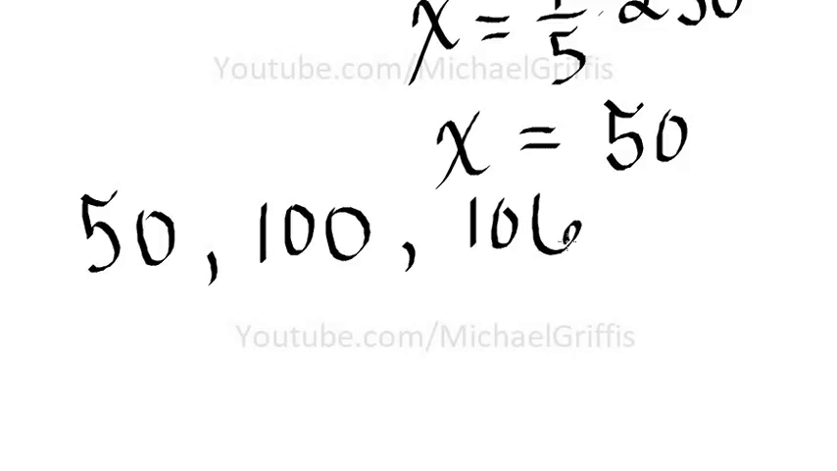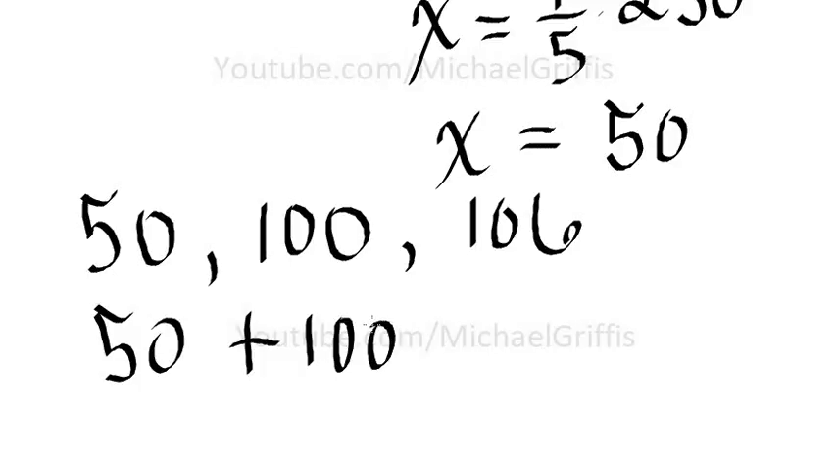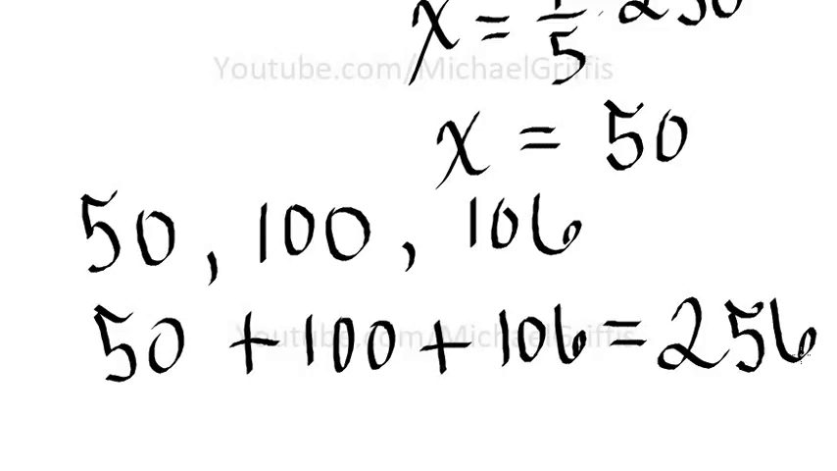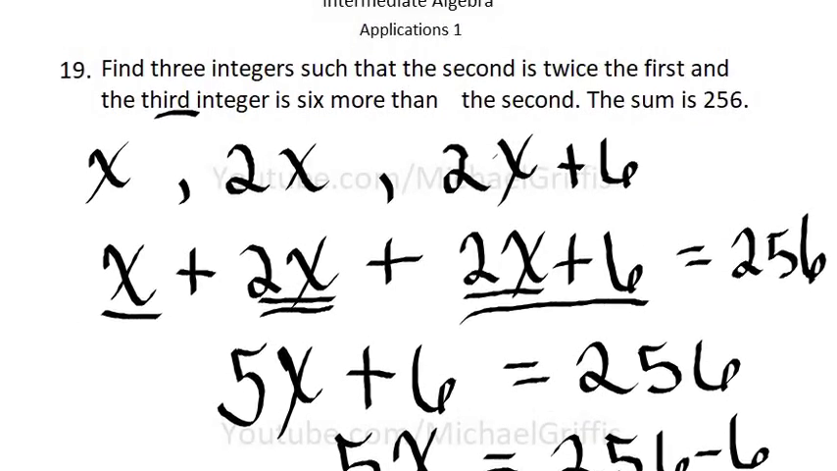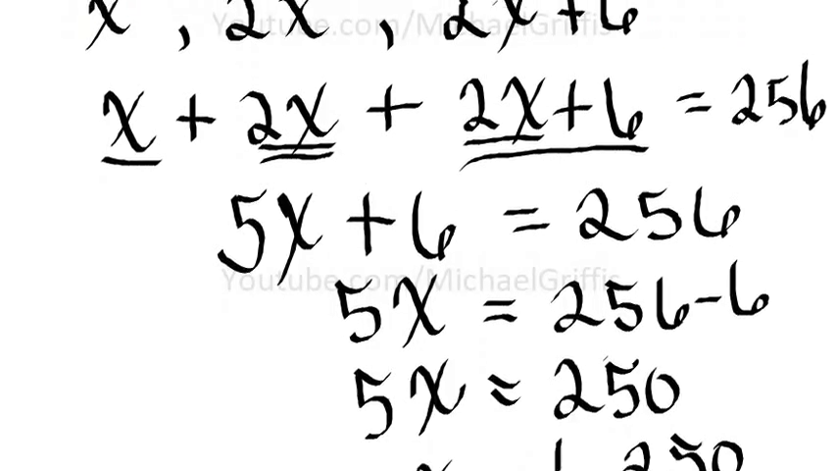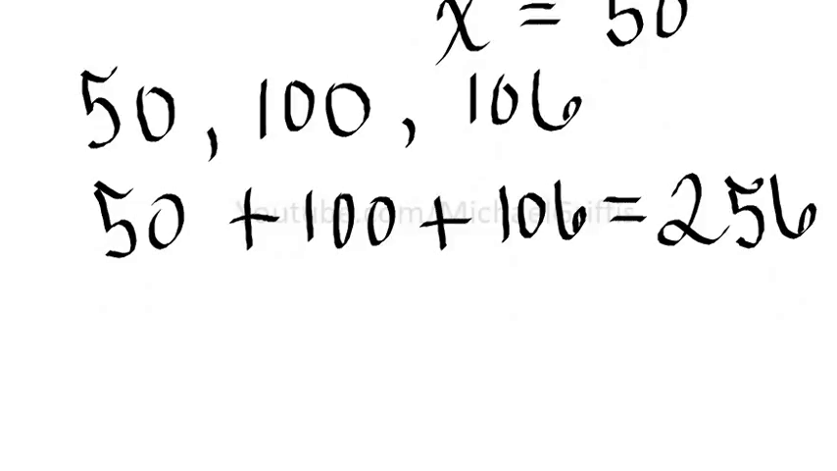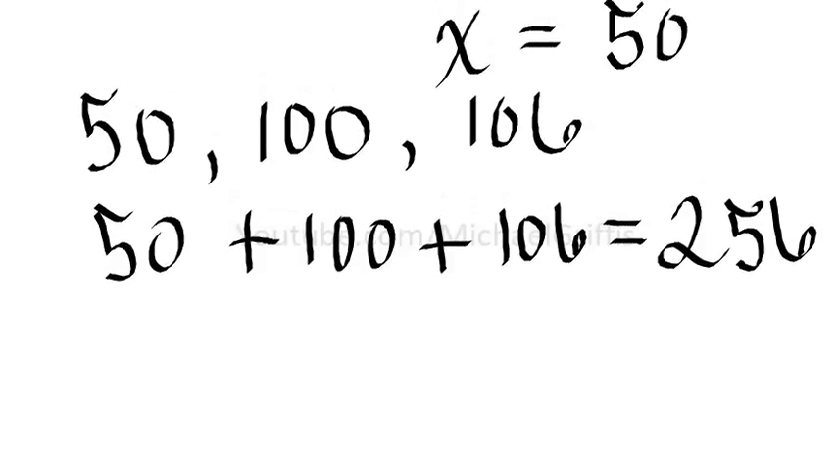Now they must all sum. Let's go ahead and check this out. So 50 plus 100 plus 106 should add to 256. And it does. So we set our equation up properly, interpreted the problem correctly, and found what the three integers were: 50, 100, and 106.